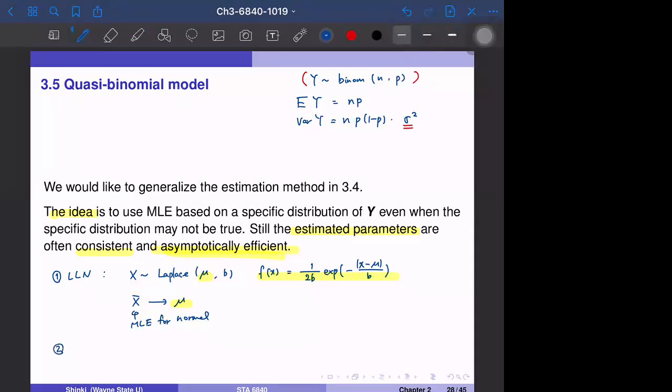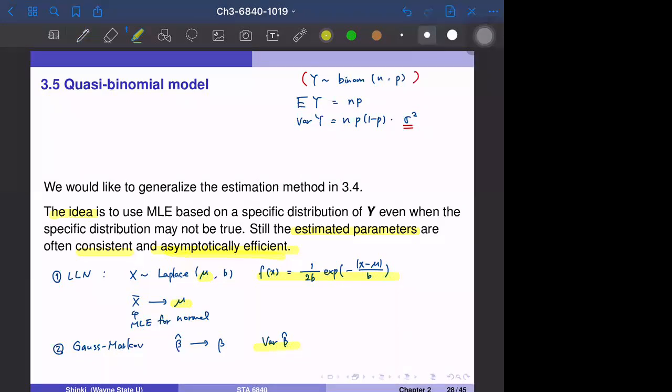And the second example is the Gauss-Markov theorem. In the Gauss-Markov theorem, the estimated parameter beta hat converges to beta, and also the variance of beta hat is smallest among all linear estimators of beta. So we don't really know the distribution of y or the distribution of the error. If we assume the normal distribution, still the beta hat is consistent, and also the variance has some good property. At least among linear estimators, it has the smallest variance.